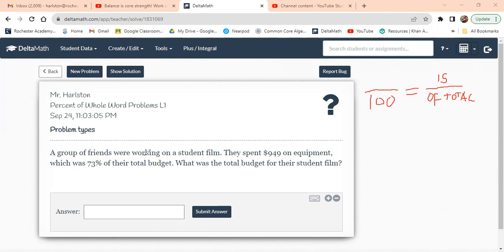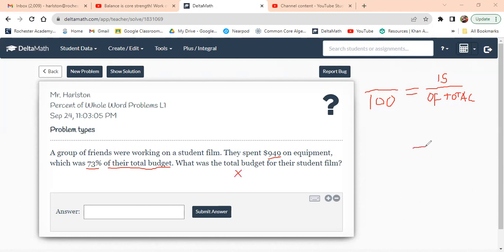So let me just do this. It says we got a group of friends working on a student film. They spent $949 on equipment, and that represented 73% of that total budget. So they're saying, what was the total budget? So this is what we're trying to find. We're trying to find the total budget. So we're going to make that X.